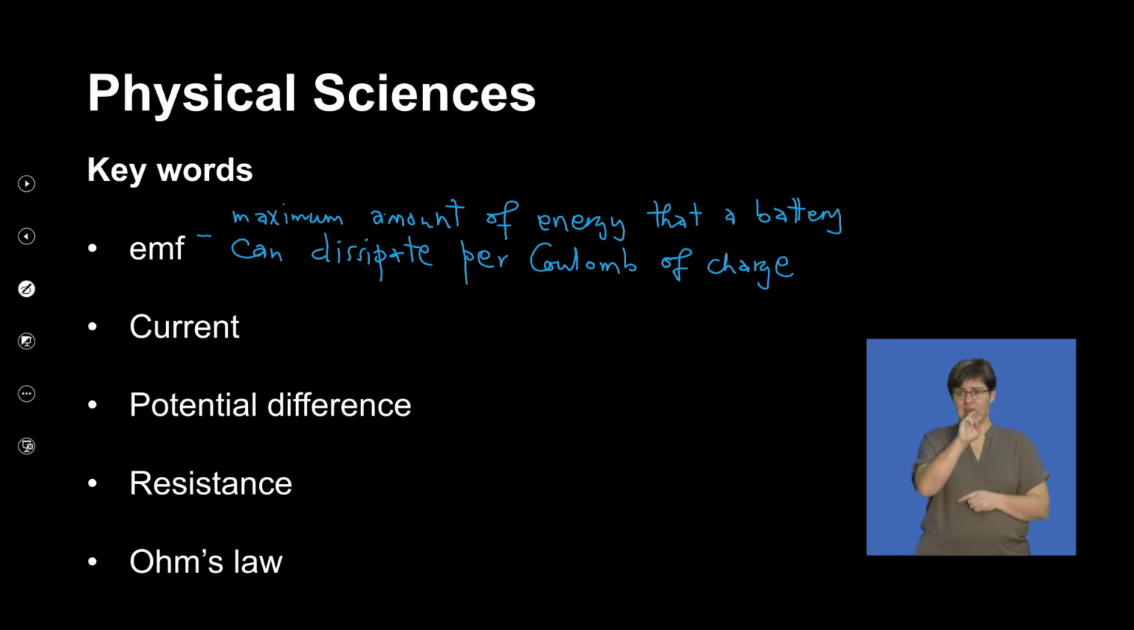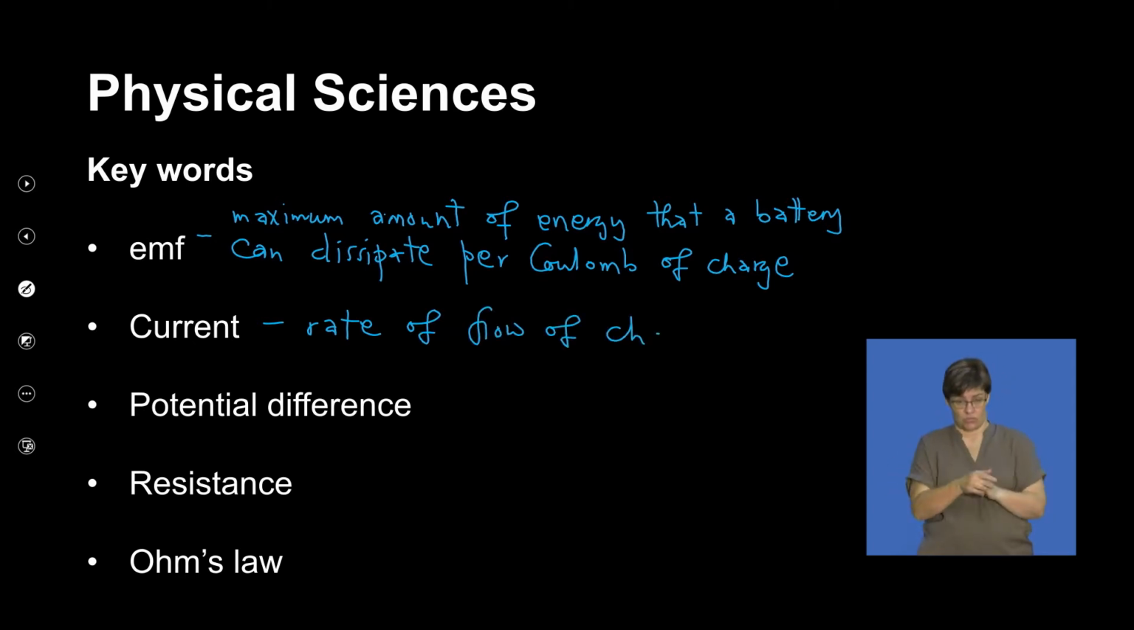So the EMF reading, as we know it, is the reading of the voltmeter connected across the battery, when there's no current flow. We will talk about that. And then we talk about current as the rate of flow of charge, just to remind ourselves. And then potential difference has to do with work done per coulomb of charge.